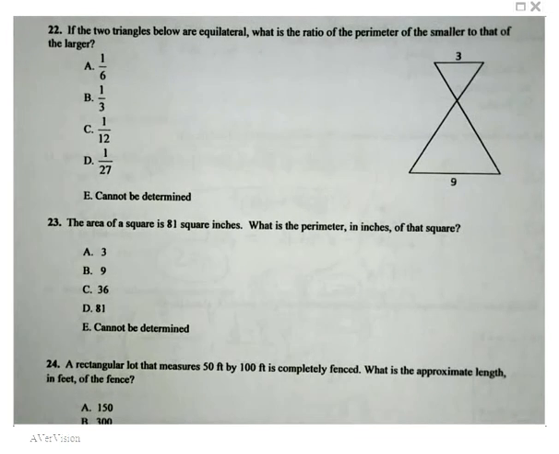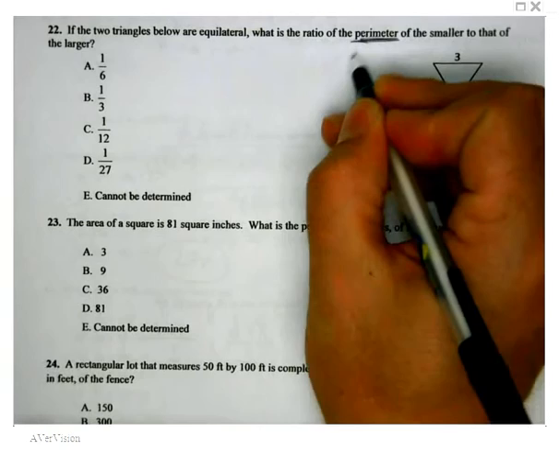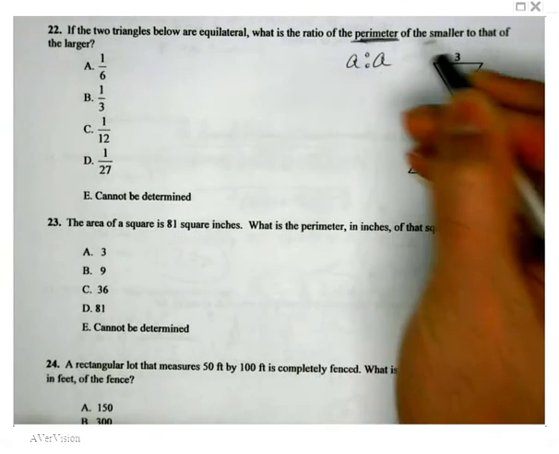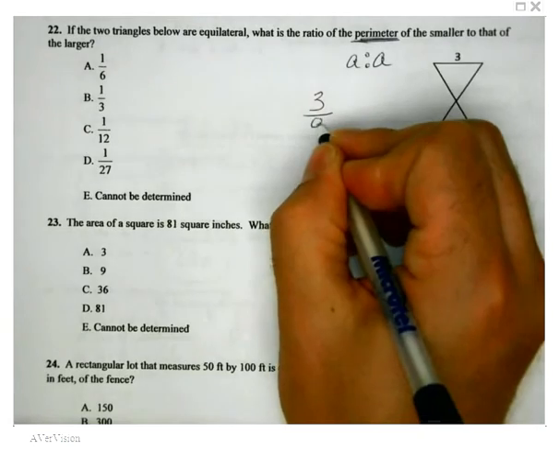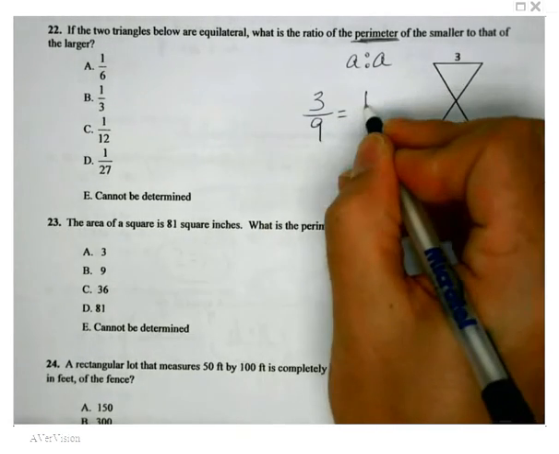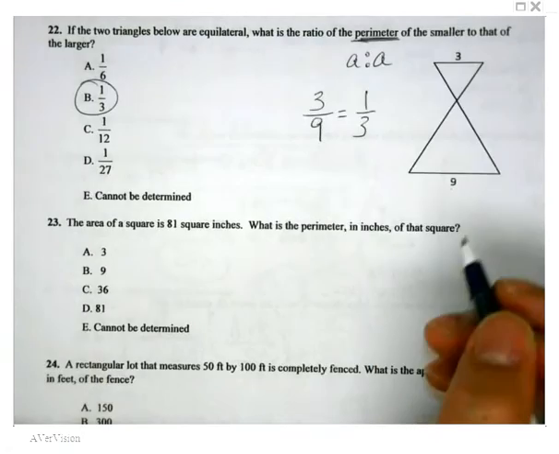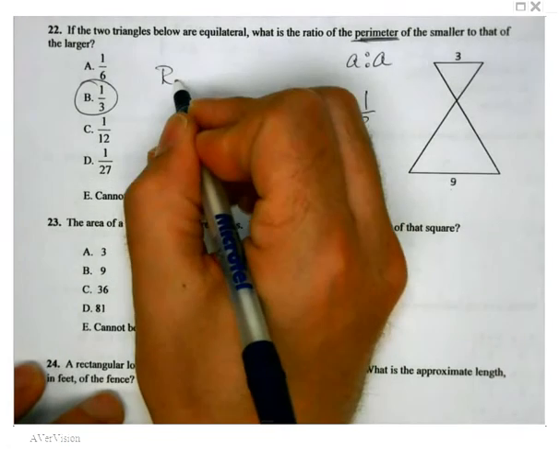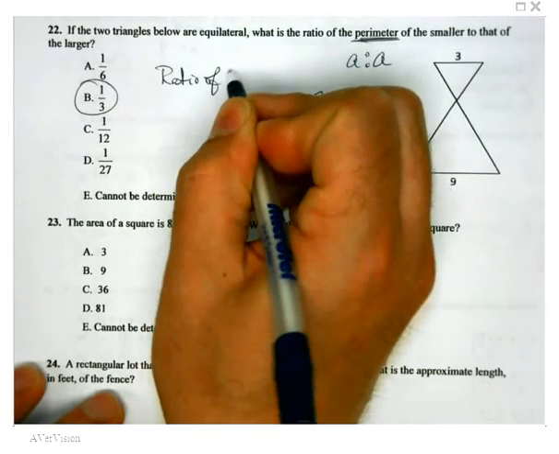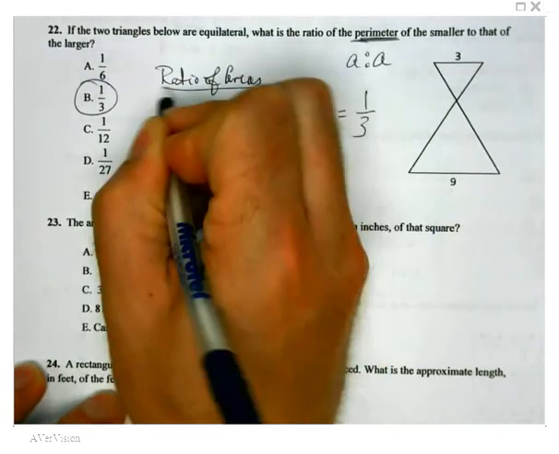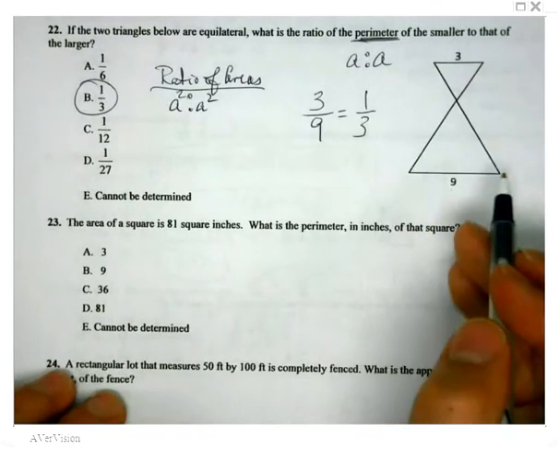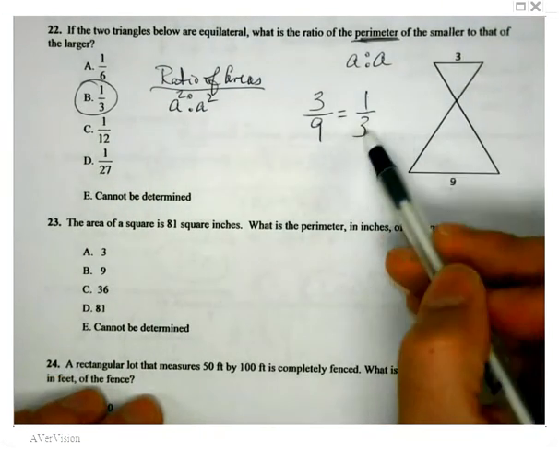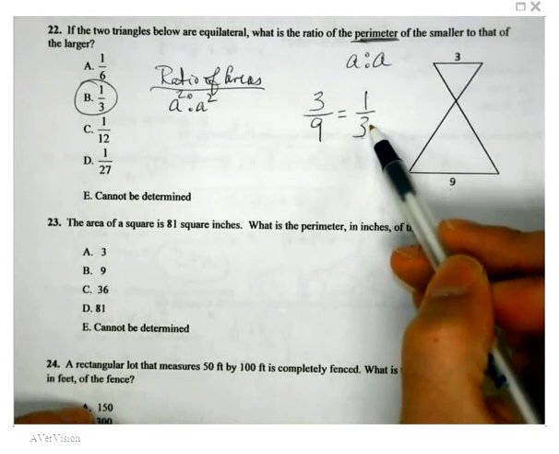Next, if the two triangles below are equilateral, what's the ratio of the perimeter? Remember, ratio of the perimeter is a to a, which basically means I'm just going to make a fraction or a ratio out of what I see and put it into its simplest form. If this would have been ratio of areas, I would have been doing it to a squared, which basically means I would have squared both of these numbers before I went ahead and wrote down my answer.